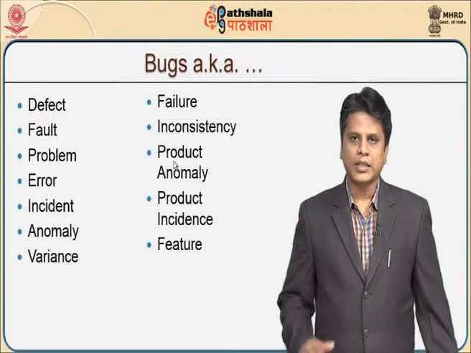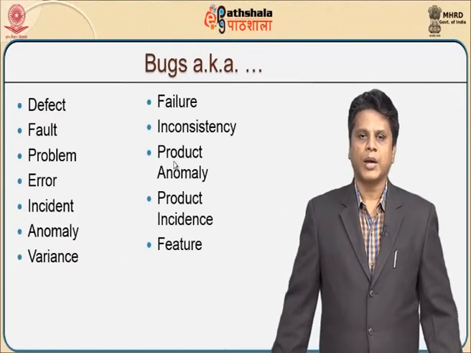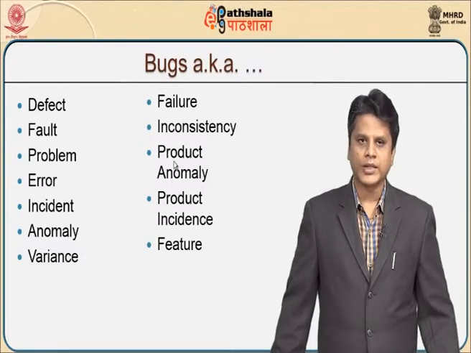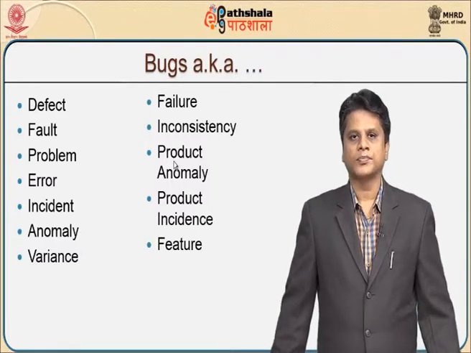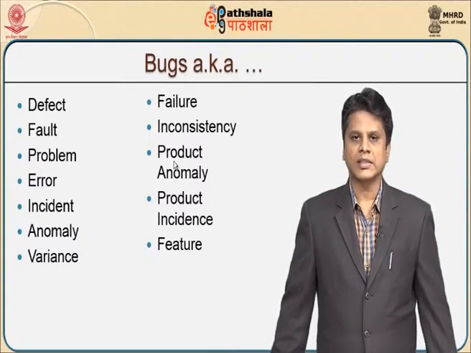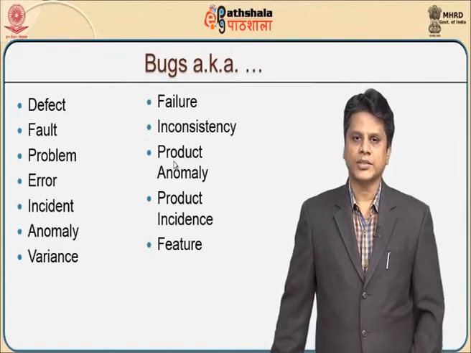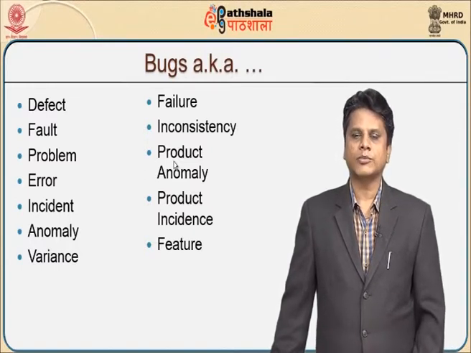So, what are the other related terms for a bug? Bugs are also known as defect, fault, problem, error, incident, anomaly, variance, failure, inconsistency, product anomaly, product incidence, features. So, these are some of the other synonyms of the word bug.